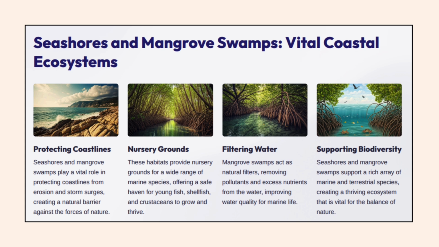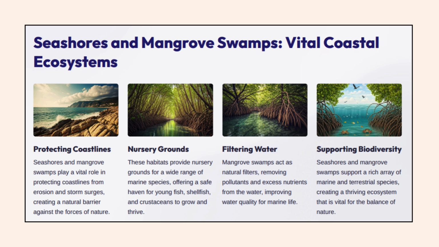So, what are the importance of seashore and mangrove swamps? So, bakit ba sila mahalaga sa ecosystem natin? So, number one, they protect coastlines. Seashores and mangrove swamps play a vital role in protecting coastlines from erosion and storm surges, creating a natural barrier against the forces of nature.